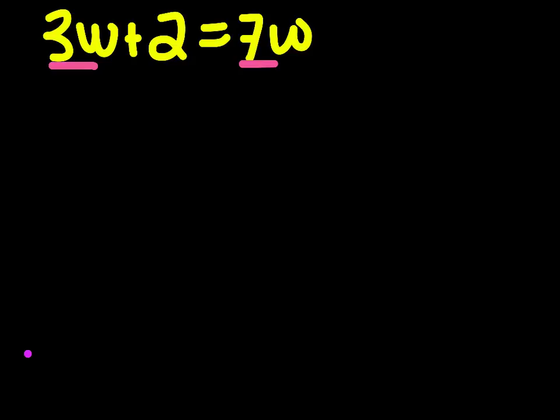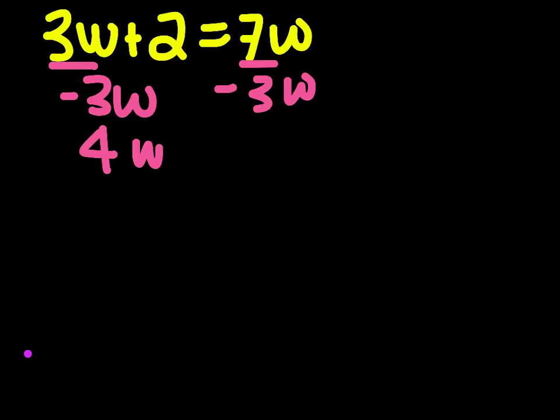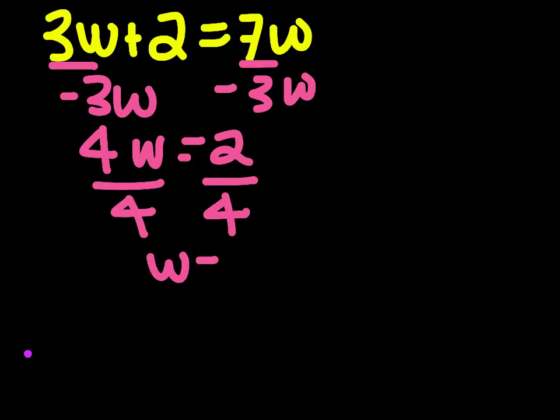So the first way you can do it is you can leave the 2 over there. So that means you would subtract 3w, subtract 3w. Now you have 4w equals 2. Divide by 4, divide by 4. W equals 1 over 2, because you just bring the 2 down, I guess, to its smallest it could be.